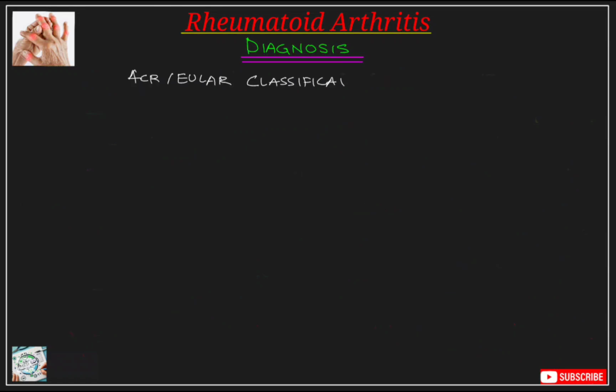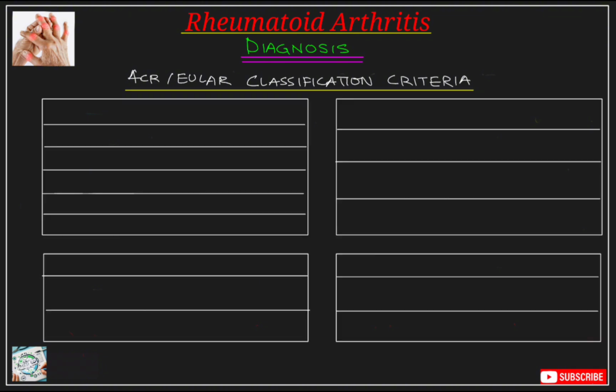Alright, let's dive deep into the ACR-EULAR classification scoring system for rheumatoid arthritis. This is a systematic way to classify a patient as having rheumatoid arthritis, especially when radiographic erosions are absent. Think of this scoring system like a point-based checklist where different clinical and laboratory findings contribute to the total score. A patient needs a score of 6 or more to be classified as having rheumatoid arthritis.